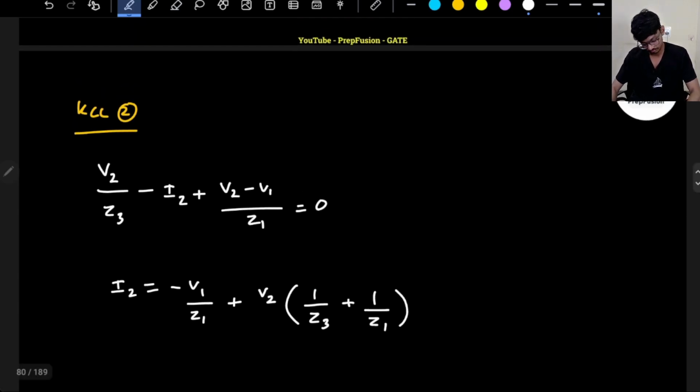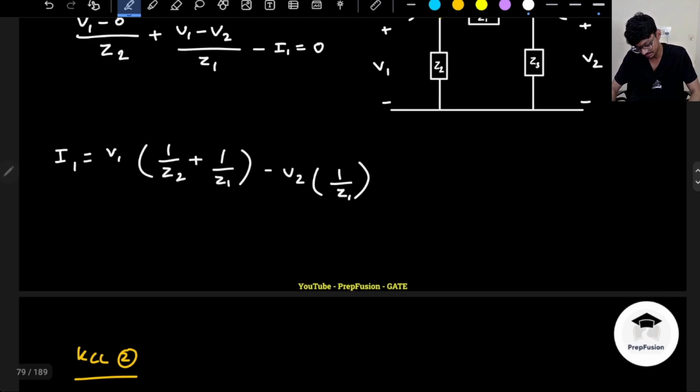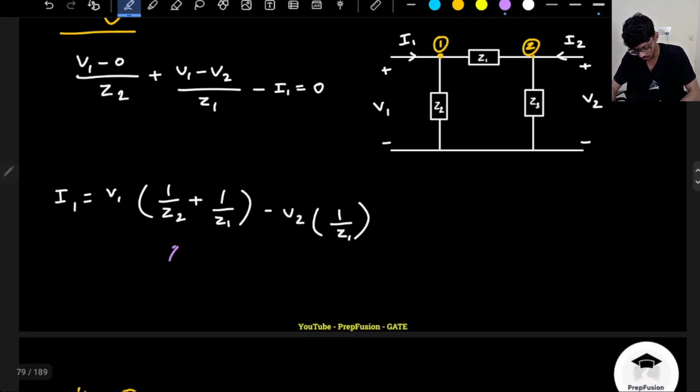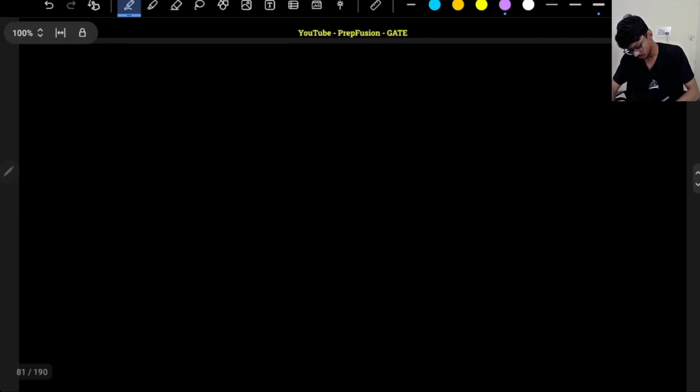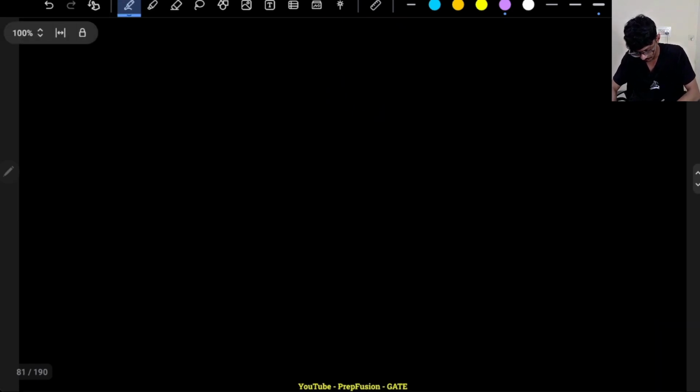This is how easy it is to find the Y parameters. I just had to write two KCLs. So my Y11 will be equal to what? I can write that ultimately in the next page. So in the next page I can write my Y11.